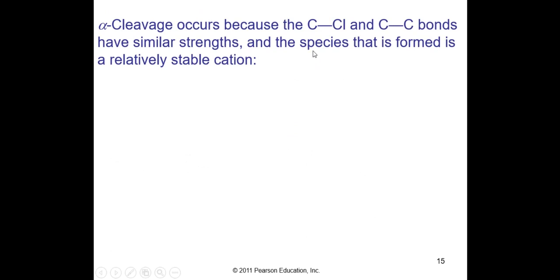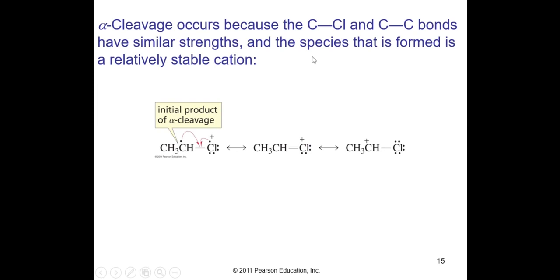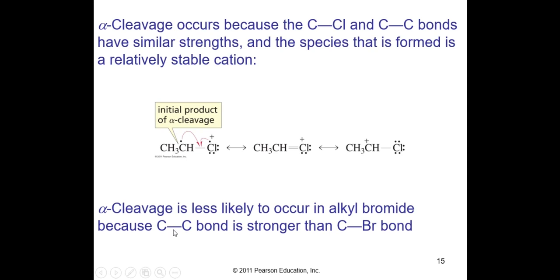Alpha cleavage occurs because, interestingly enough, the carbon-chlorine and carbon-carbon bonds have similar strengths. The species that is formed is a relatively stable cation. There's your initial product of alpha cleavage. You see the single-pronged arrows? And you get a resonance-stabilized chloronium ion, just like good old Chapter 8 in organic, cyclic chloronium ion. So you have resonance contributors 1 and 2. Remember, we're in the gas phase, not in solution, where you have solvent effects in the round bottom flask. So you might say, how come there's a carbocation there? When you add diatomic chlorine to an alkene in Chapter 8, you're in solution. Here you're in the gas phase. Alpha cleavage is less likely to occur in alkyl bromides because the carbon-carbon bond is stronger than carbon-bromine.